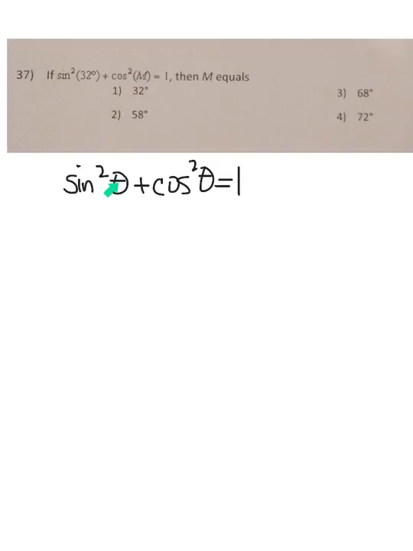Well, listen, if theta here is 32, shouldn't this theta also be 32? Because that theta and that theta should be the same value. So if this theta got replaced with 32 here, then this theta should get replaced with 32 there, which means m has to be 32. Answer's choice 1.